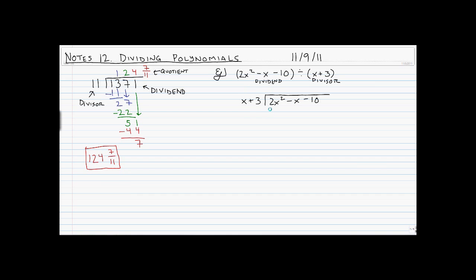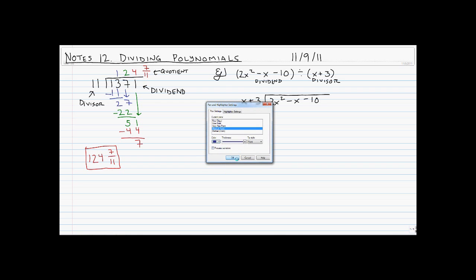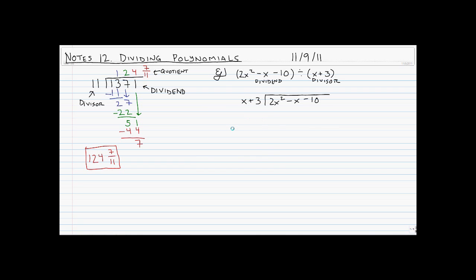So the first thing we did was, well, I used a blue pen for this, so I'll do that same thing. The first question we asked ourselves was, how many times does 11 go into the 13? So how many times does 11 go into that first part of our dividend? That's what we want to find out. How many times does x, or x plus 3, go into 2x squared? To do that, we can just see, what do we have to multiply x by to get 2x squared? So what would that be?